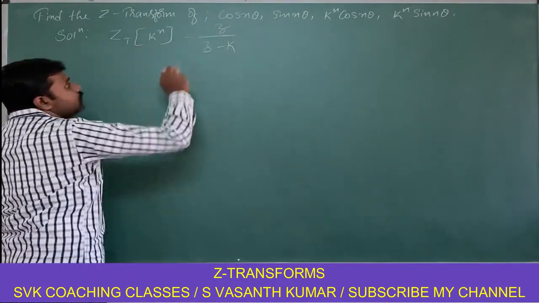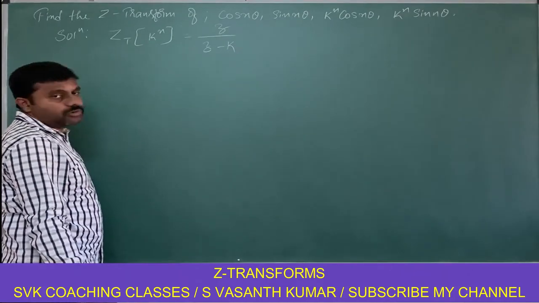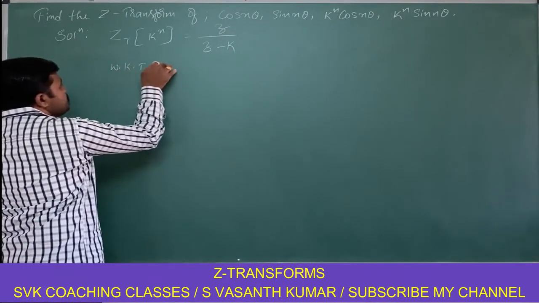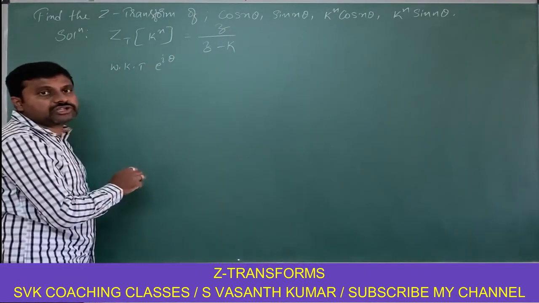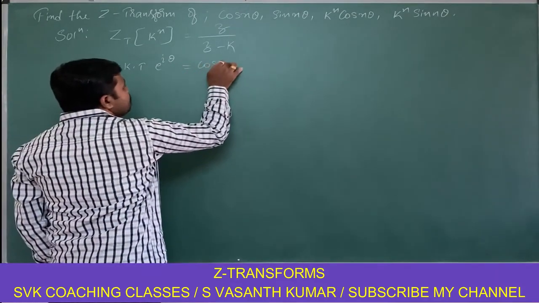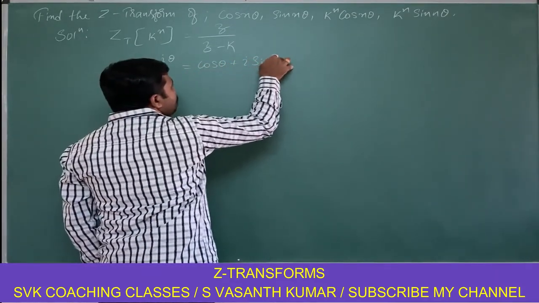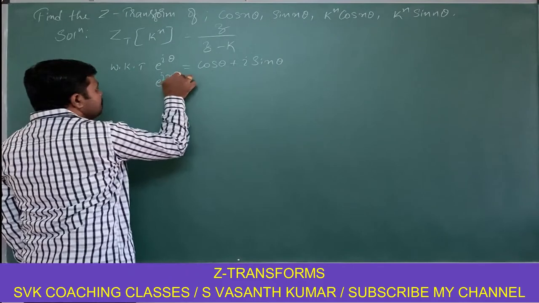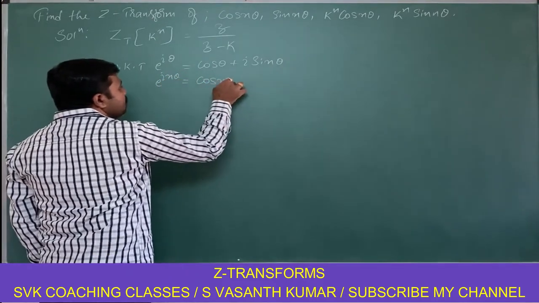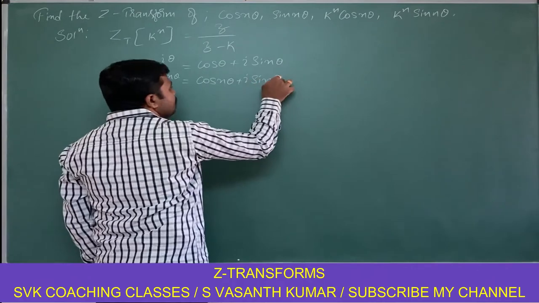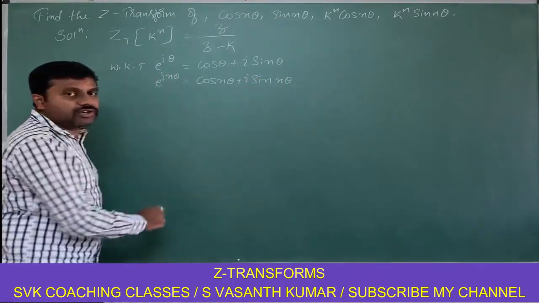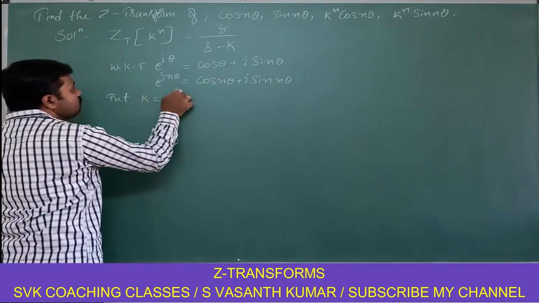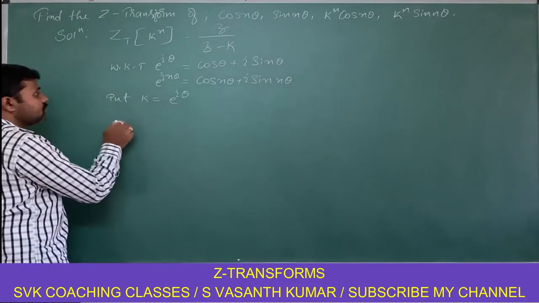As I want to find the Z transform of trigonometric functions, according to complex numbers we know that e power i theta is cos theta plus i sin theta. Also you know that e power i n theta is nothing but cos n theta plus i sin n theta. Knowing this definition, I am going to replace k: put k equal to e power i theta.